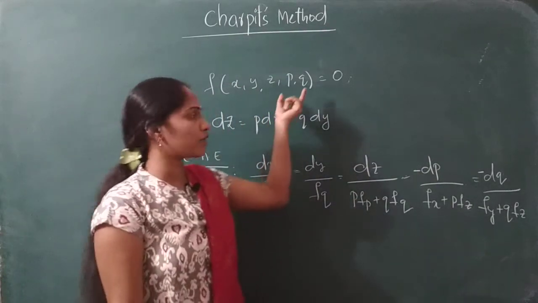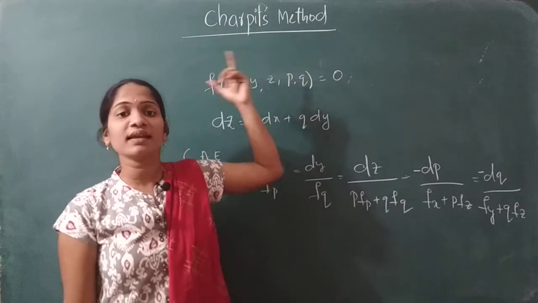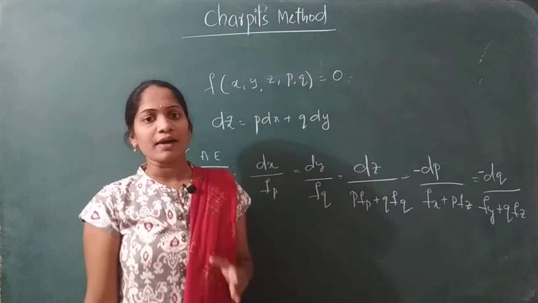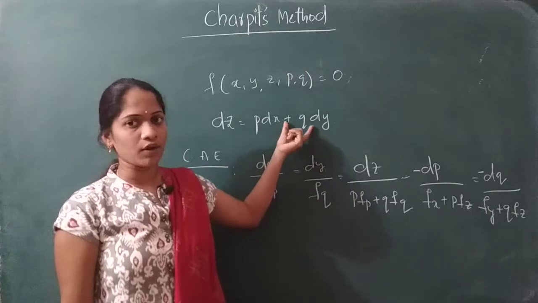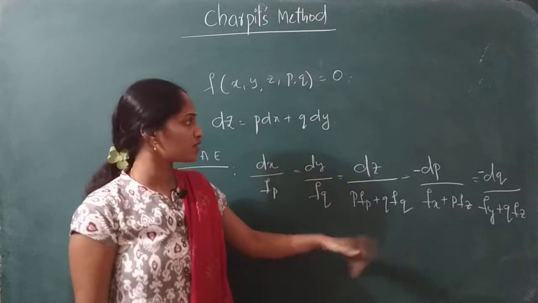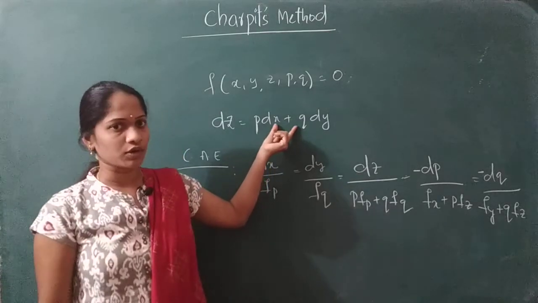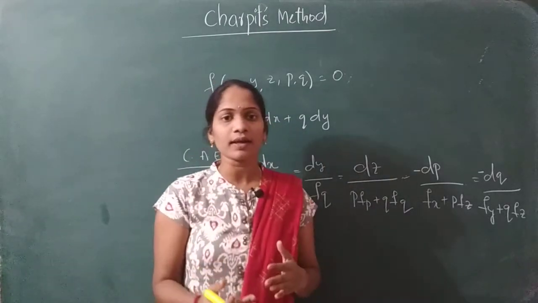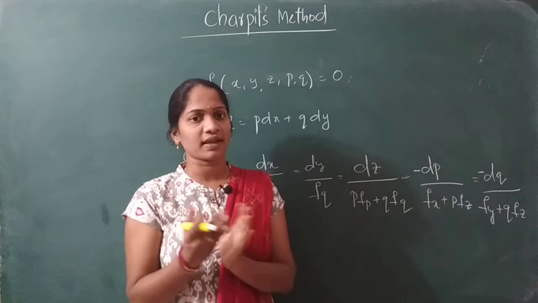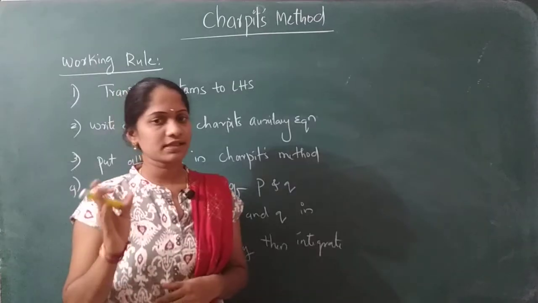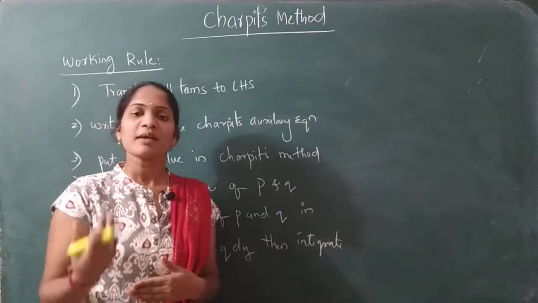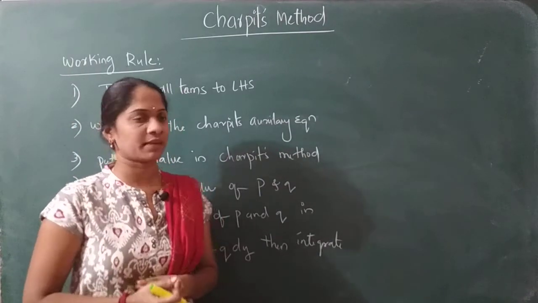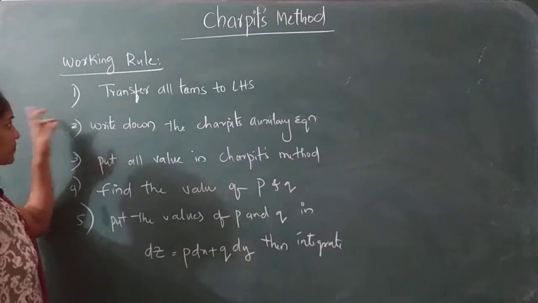So in this way you have to consider the non-linear first order PDE. After that you have to find the values of p comma q, and first you have to write the auxiliary equation. After that you have to substitute. So let's see the working rule, that is, how to use Charpit's method to find the complete solution. See the first step.